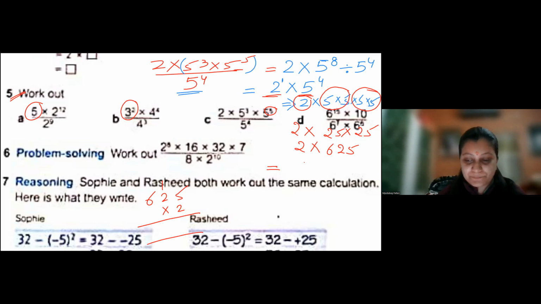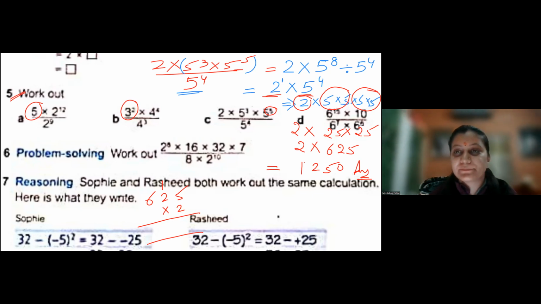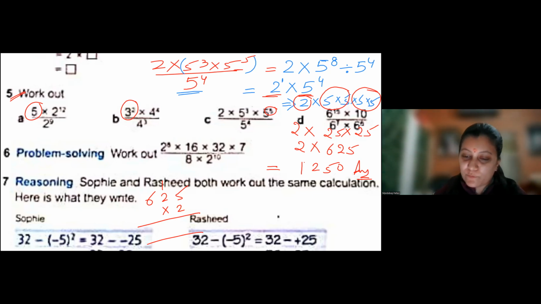I'm not doing it, leaving it to you. 600, 14. 12,050. Yes, that's correct, 12,050. Right. Understood how we're doing this one? Yes? Okay. Let's move on to the next one.